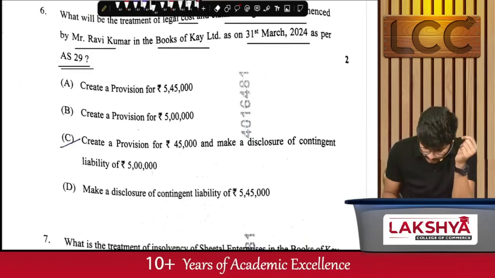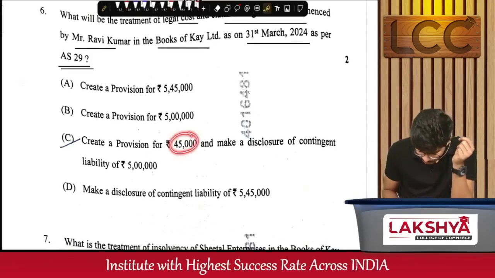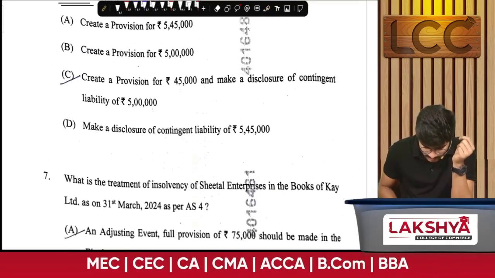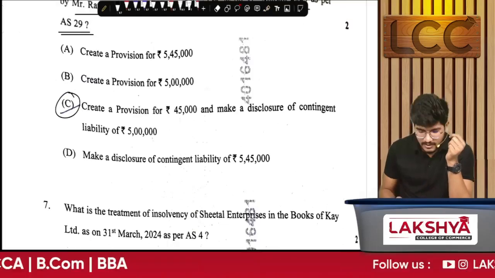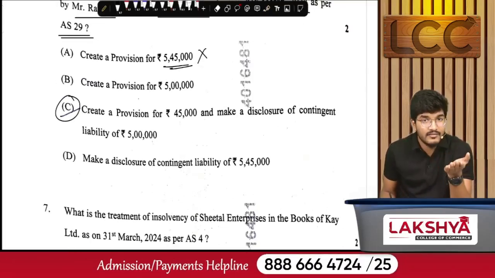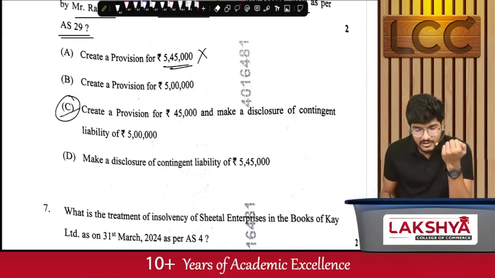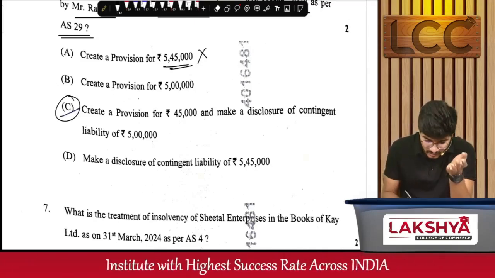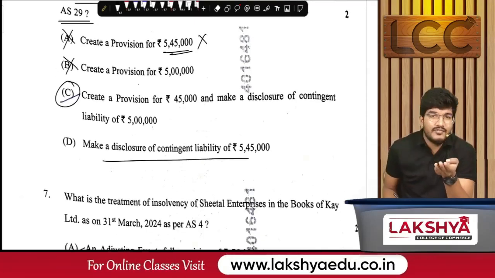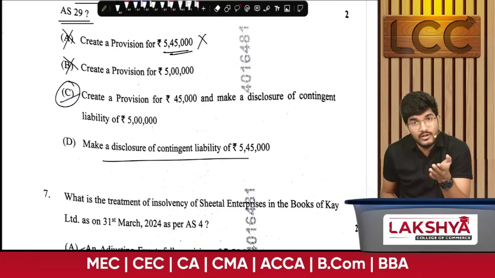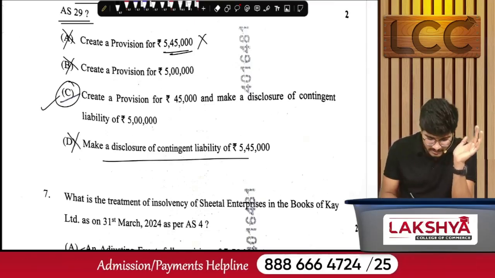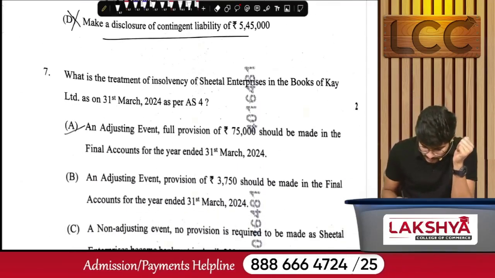So in the given case, provision is 45,000 and the disclosure of contingent liability is 5 lakhs. So option C is correct. Here 5 lakh 45 is wrong because there is no compulsion of payment regarding that 5 lakhs. Actually here we should create a provision of 45,000, and make a disclosure of contingent liability. 5 lakh 45,000, the entire amount is not contingent because 45,000 anyhow we should incur, right? So there is a confirmation about that 45,000. That means the correct answer is option C.